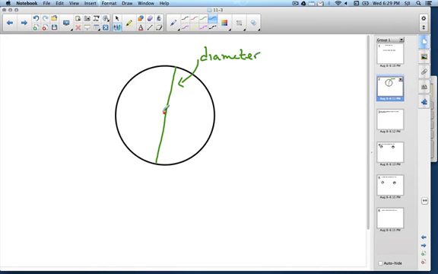Another word that we need to know about is the radius. The radius goes from the center of the circle to the edge of the circle. So from the center out to the edge here, and this is known as the radius.